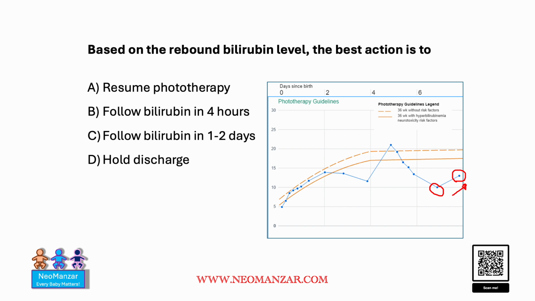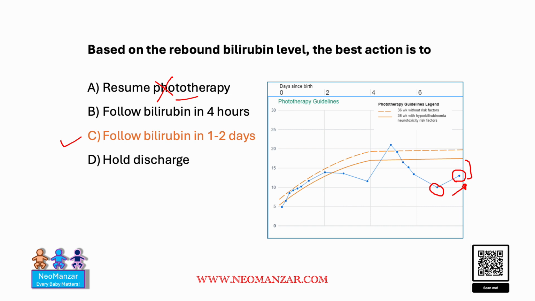So let's dissect through. The correct response here is C, and I will show in the next slide why this is right, but let's try to see why the others are not the correct choices here. So resuming phototherapy, again, this is below the phototherapy level. So just resuming phototherapy based on the level is not the right choice, because this point is still falling below the phototherapy level.